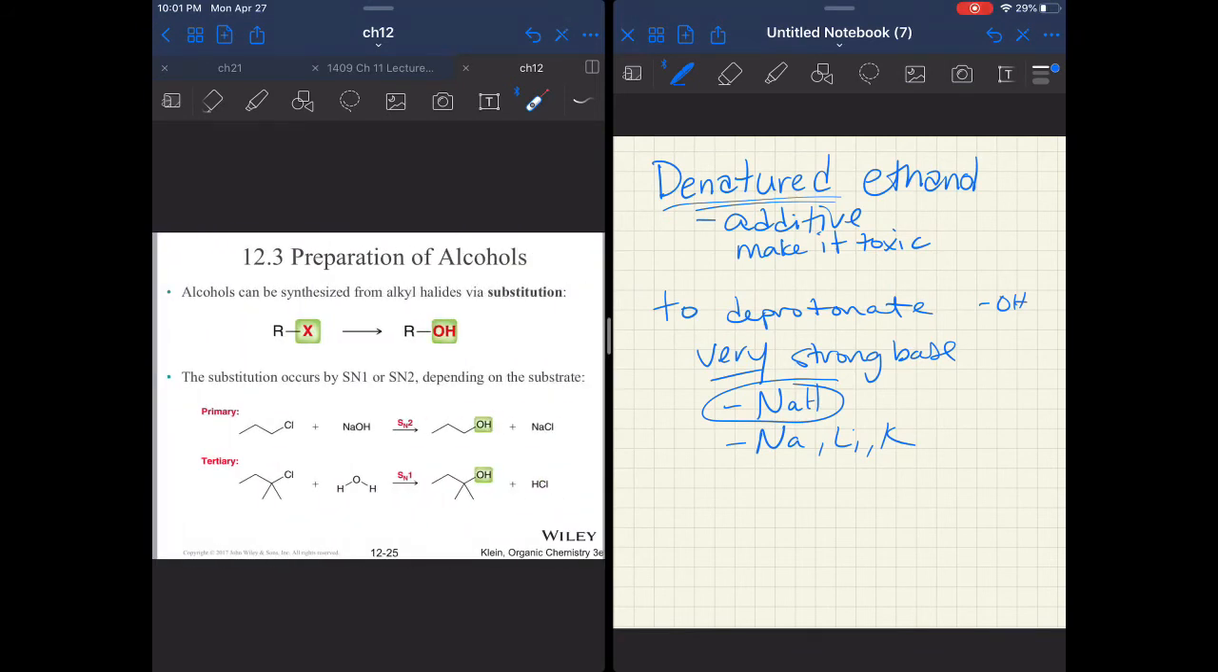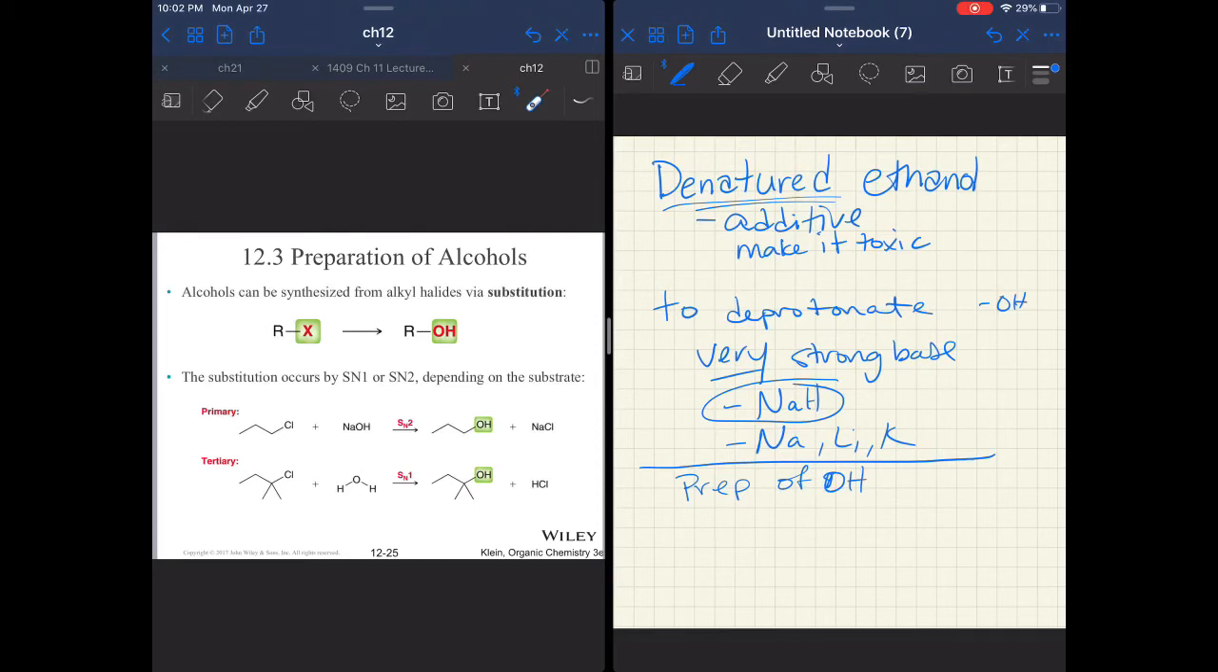Now, how can we prepare? In these chapters, as you move through this book, you're introduced to a functional group, you get the naming, you talk a little bit about properties and availability in the world, and then you talk about preparation, and then you move on to what can I do with an alcohol. So for the preparation, a lot of these reactions are going to be review.